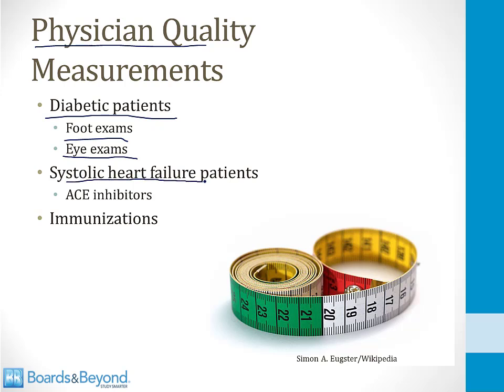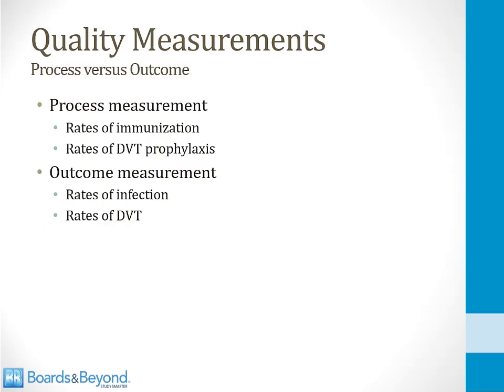Systolic heart failure patients are often monitored for administration of ACE inhibitors because they can reduce mortality and hospitalizations, and immunization rates are often monitored among patients and compared from one physician to another. For the last few slides, I've been talking about specific examples of quality measurements, but I want to point out to you that in general, quality measurements fall into one of two categories. They can be either a process measurement or an outcome measurement.